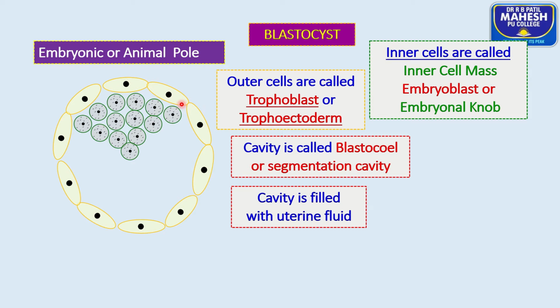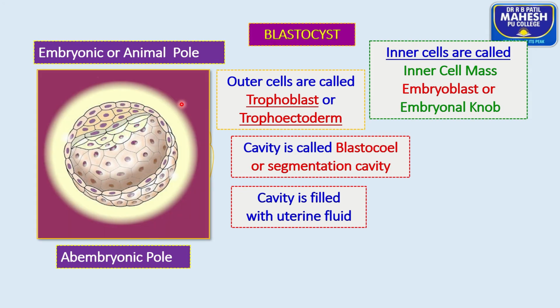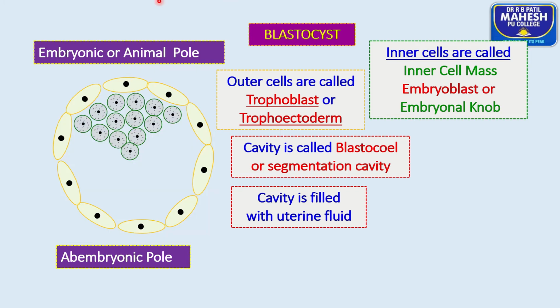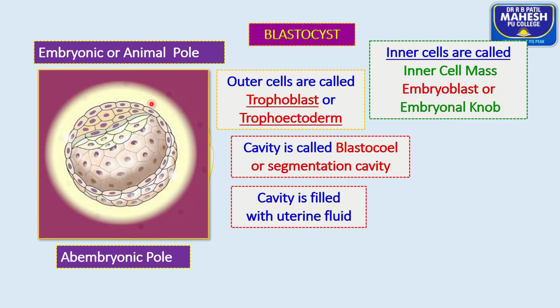The blastula is differentiated into two poles: one is the animal pole, another one is the vegetal pole. The animal pole is commonly known as the embryonic pole, whereas the vegetal pole is known as the abembryonic pole. Towards the animal pole you find embryoblast cells. Towards the vegetal pole, embryoblast cells or inner cell mass cells are absent. Based on this, we can identify the polarity in the blastocyst.